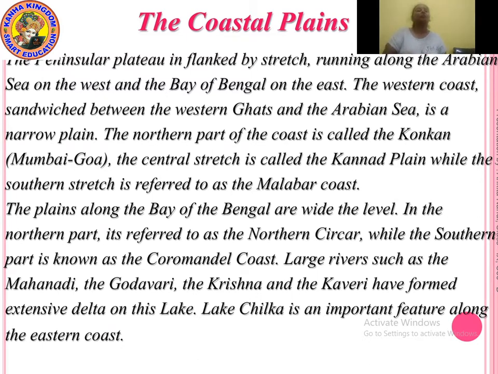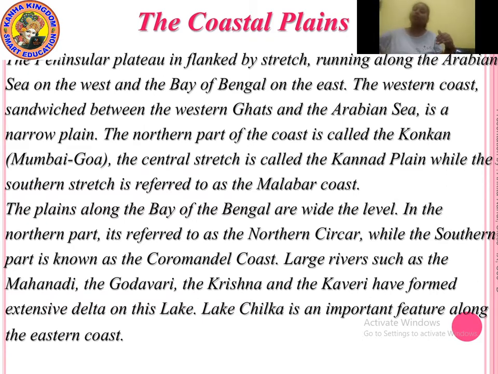The northern part of the coast is called the Konkan, or Mumbai and Goa. The central stretch is called the Kannada Plain, while the southern stretch is referred to as the Malabar coast. So the coastal region of the Western Ghats is divided into three parts: Mumbai and Goa, which is the Konkan Plain; the central stretch, the Kannada Plain; and the southern stretch, the Malabar coast.